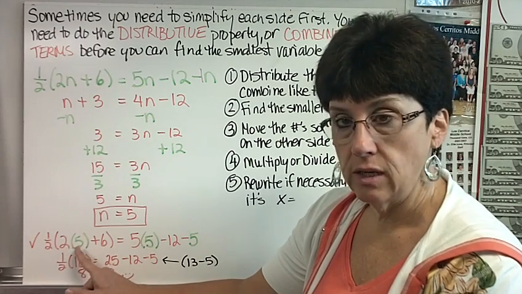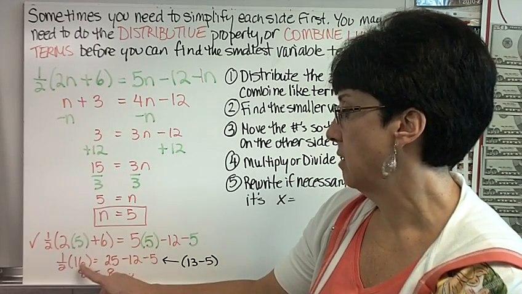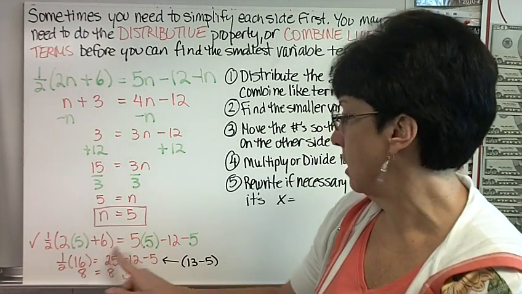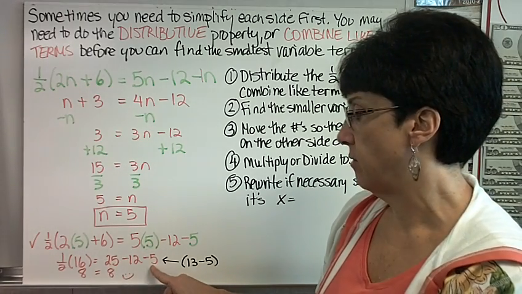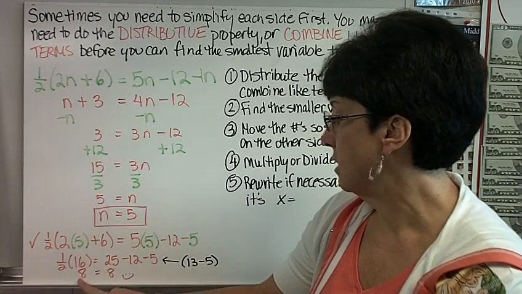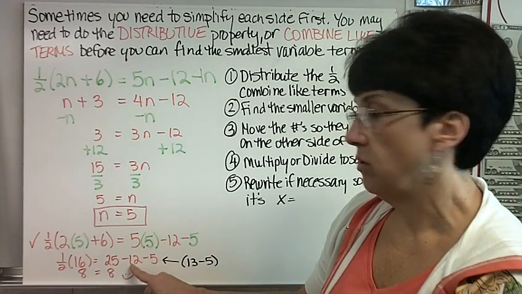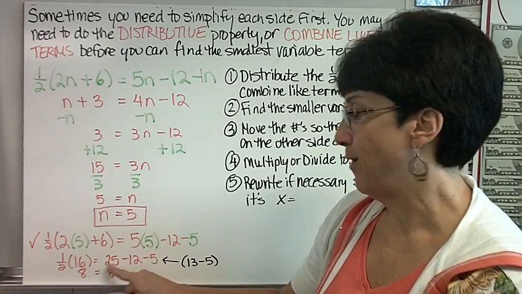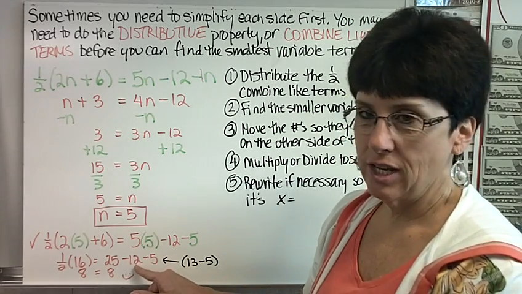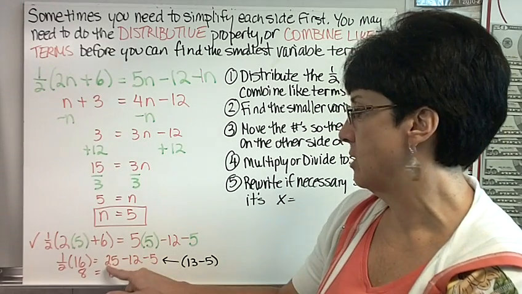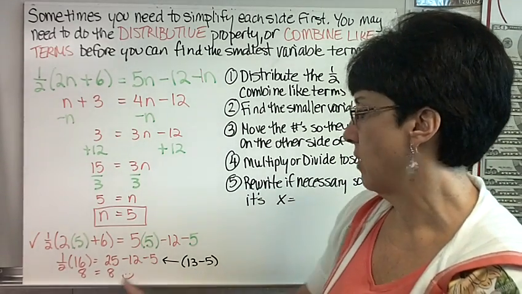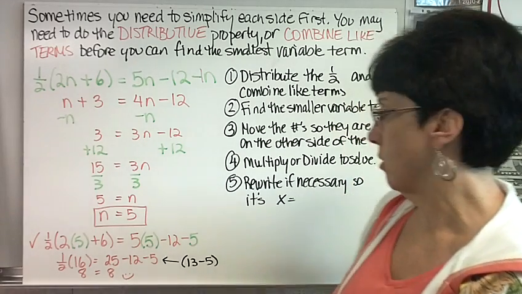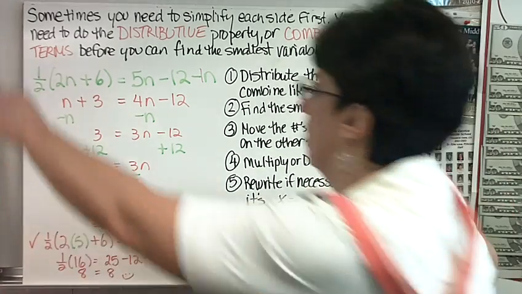2 times 5 is 10, plus 6 is 16. So I have 1/2 times 16. 5 times 5 is 25, minus 12 minus 5. Half of 16 is 8. 25 minus 12. You can do that in your head and say subtract 5, or you could say 25 minus 12 is 13, and then 13 minus 5 is 8. So we work. We tie. Yay. Okay.